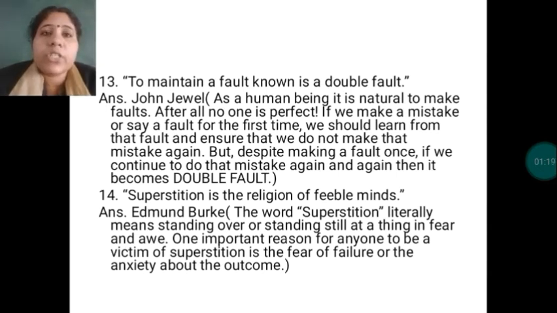One important reason for anyone to be a victim of superstition is the fear. You have fear of becoming a failure, or the anxiety about the outcome. You are very scared about the result, so you don't want to go against someone else's rules and regulations.